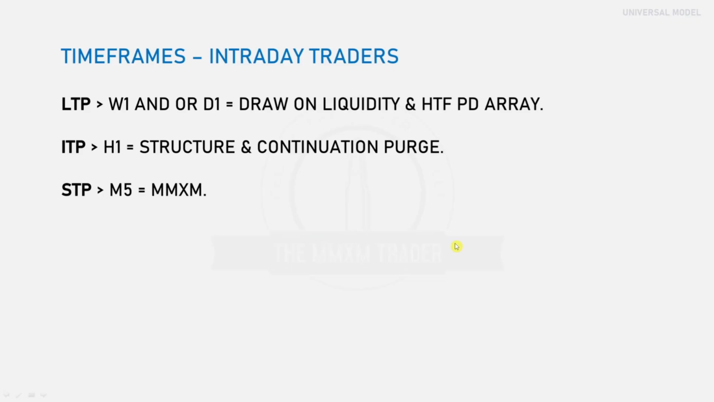Next up, we're going to be talking about intraday traders. So now our long-term perspective will be the weekly or the daily chart for our draw on liquidity and higher time frame PD arrays. Our intermediate term perspective will be 1 hour structure and then continuation purges. And our short-term perspective is going to be on the 5-minute time frame where we look for our market maker models and entry execution.